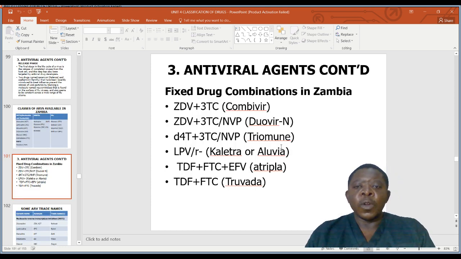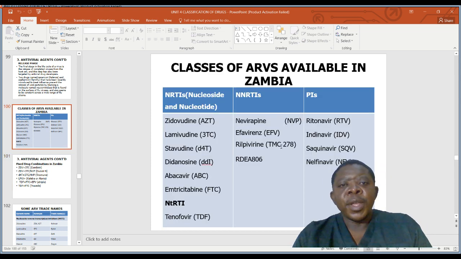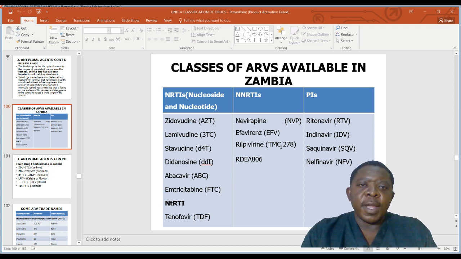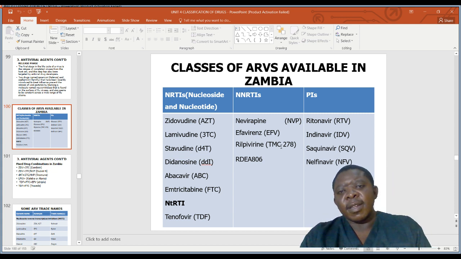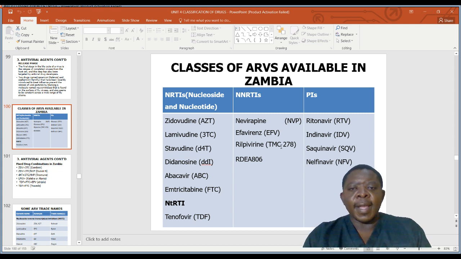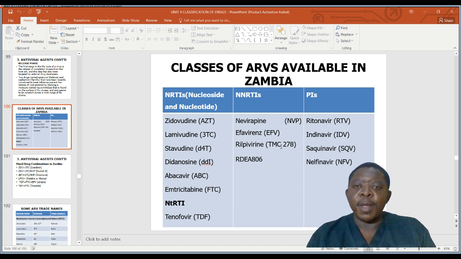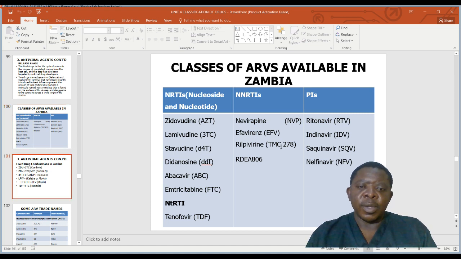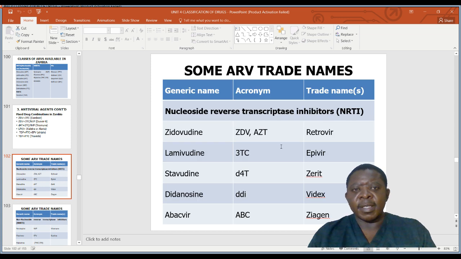When you're talking about the combination of drugs, mostly you give two drugs from NRTIs and one from NNRTIs. Mostly that's how drugs are given. So it's one from NNRTIs and two from NRTIs. It also depends on the schedule for them to add the PIs.